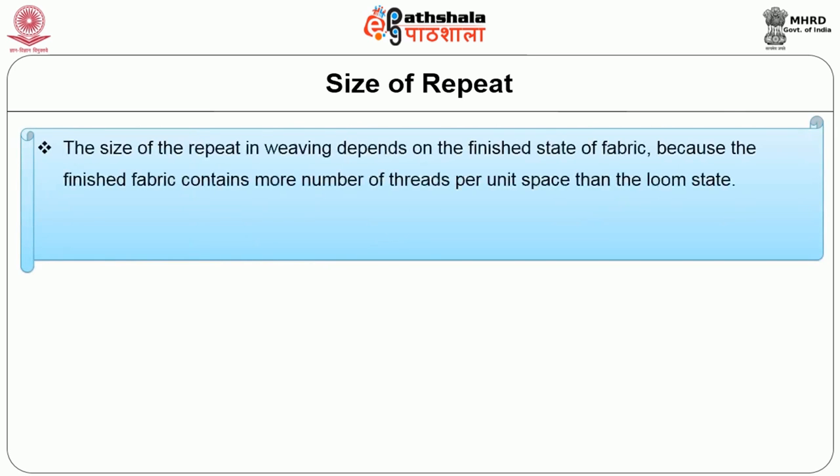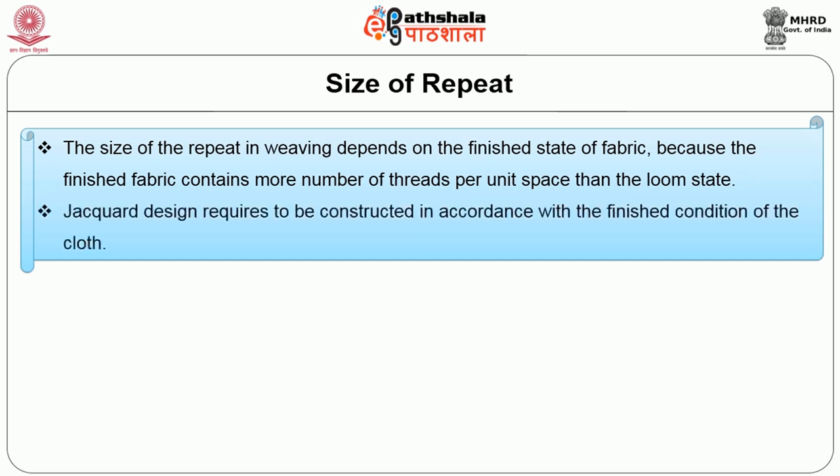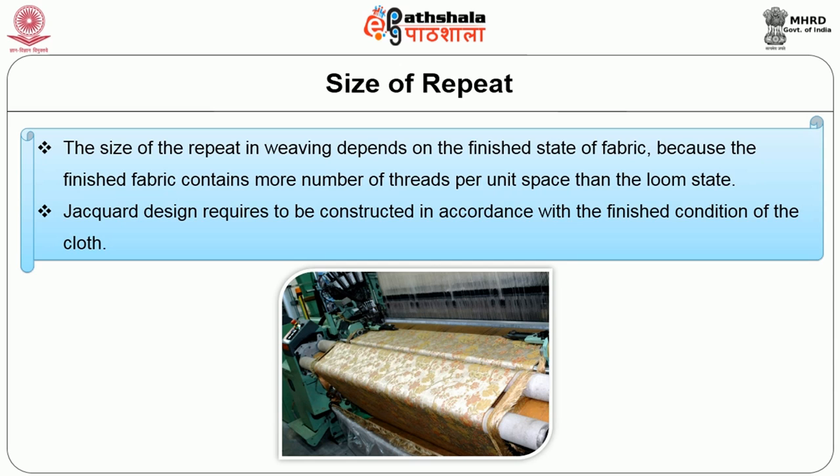The size of the repeat in weaving depends on the finished state of the fabric, because the finished fabric contains a greater number of threads per unit space than the loom state. Obviously, when the material is on the loom, it is in a stretched condition. The moment the tension is removed, the fabric tends to shrink back, and because of that the design developed on the fabric would also shrink and be of a much smaller size compared to what it is during weaving. So a jacquard design needs to be constructed in accordance with the finished condition of the cloth.